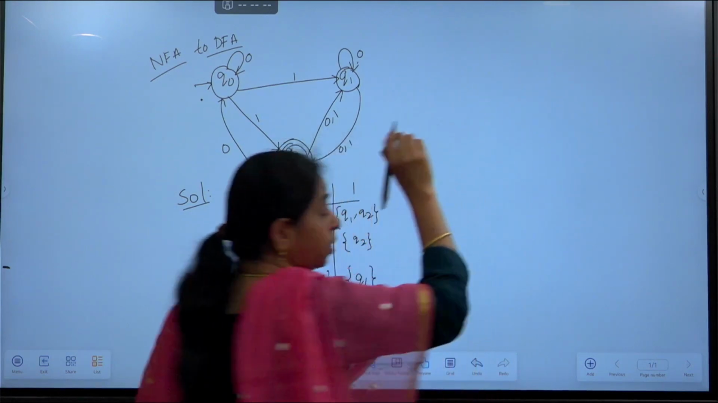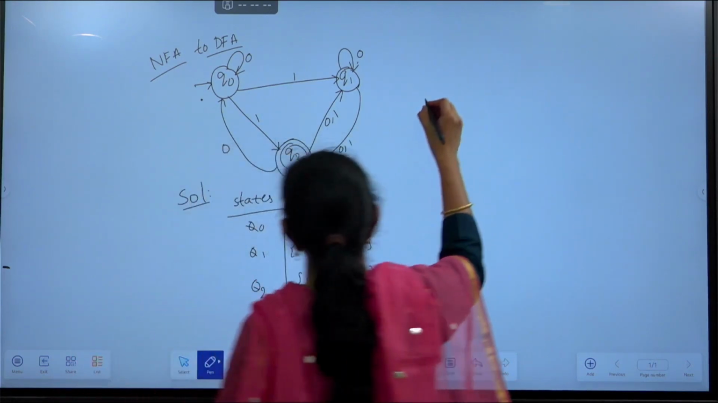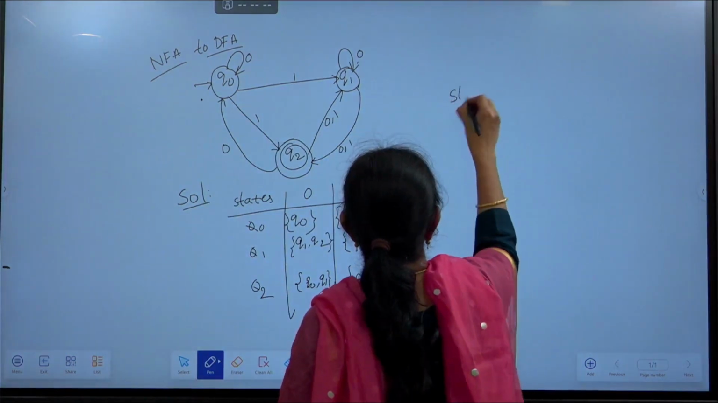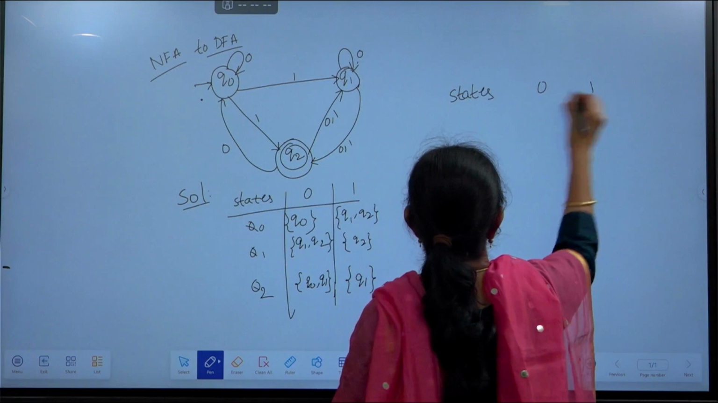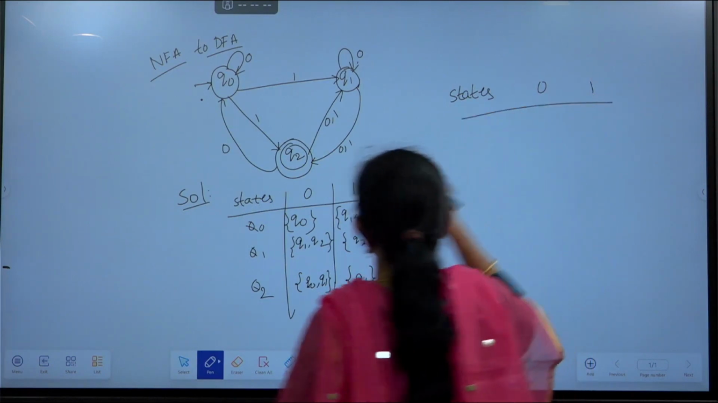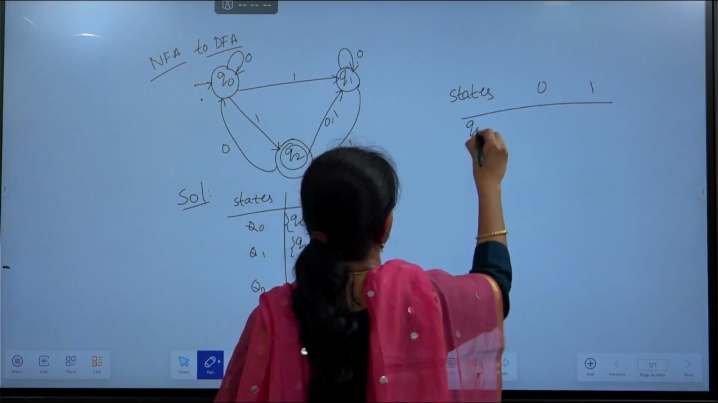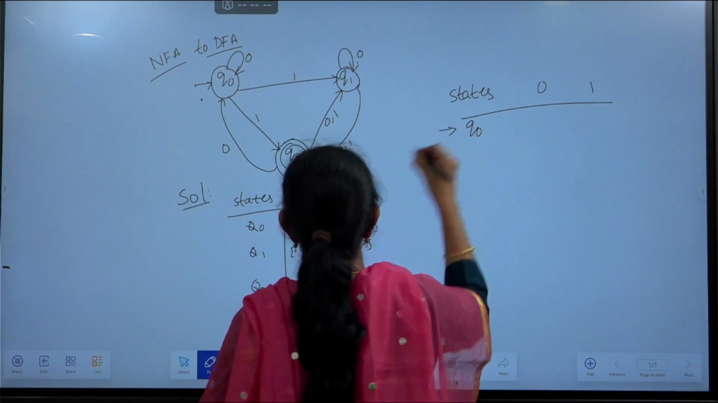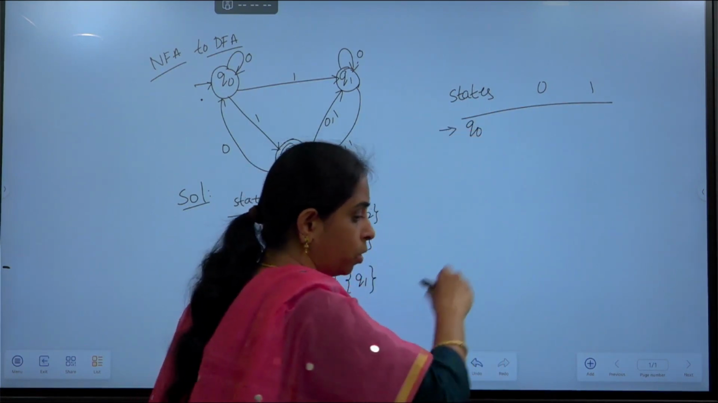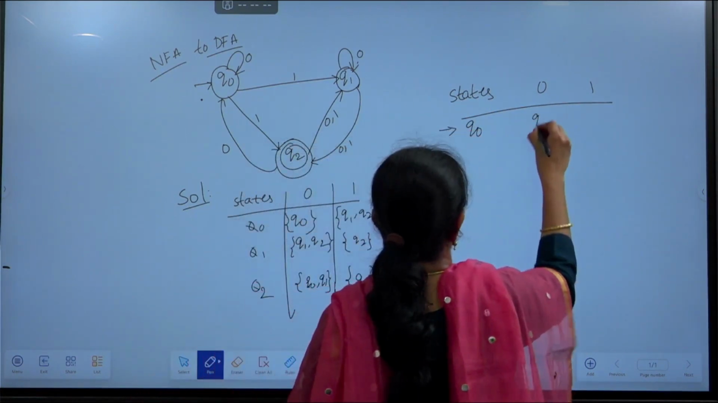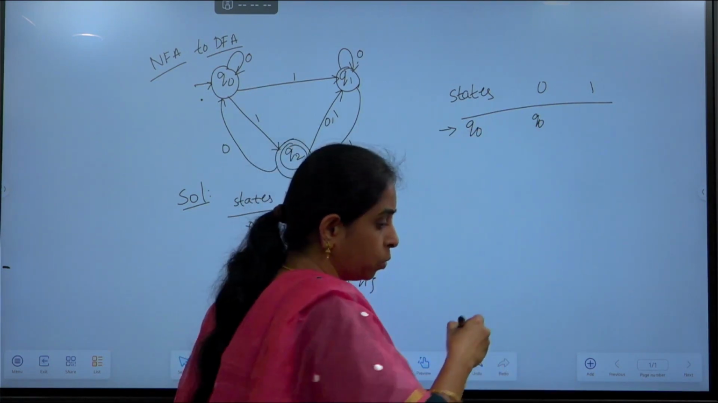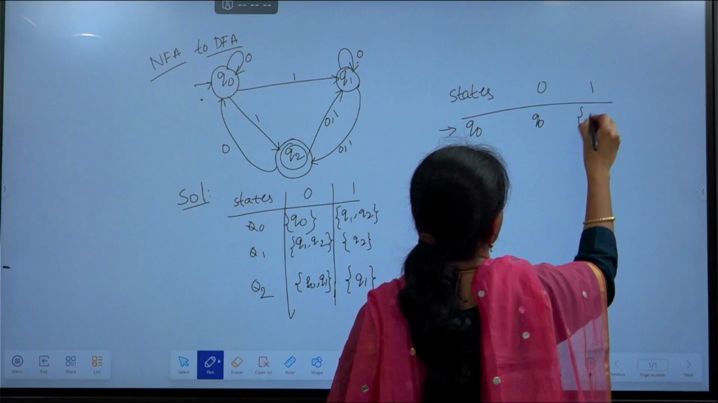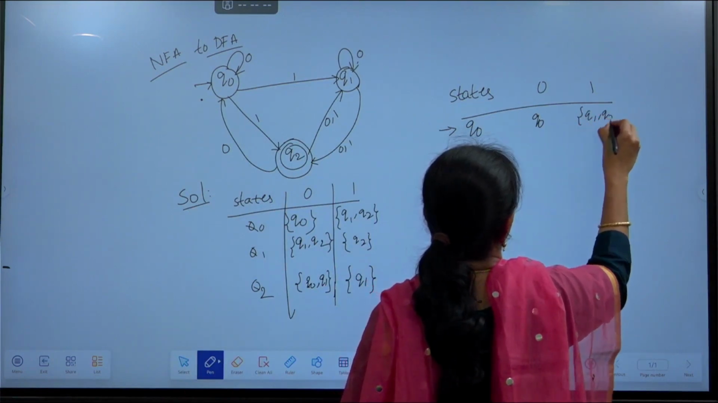To convert it to the DFA, first we will write the table with states and inputs 0, 1. The first state, the initial state, we write as Q0. Q0 on 0, we have Q0. Q0 on input alphabet 1, we have Q1, Q2, so write it as Q1, Q2.